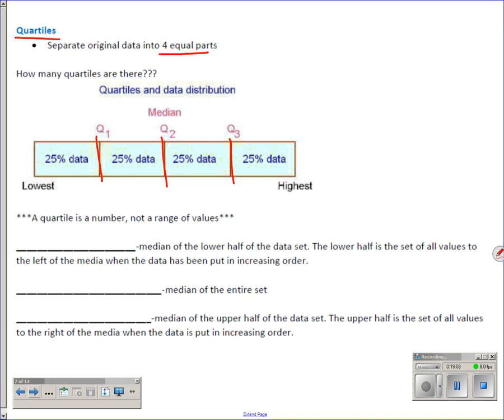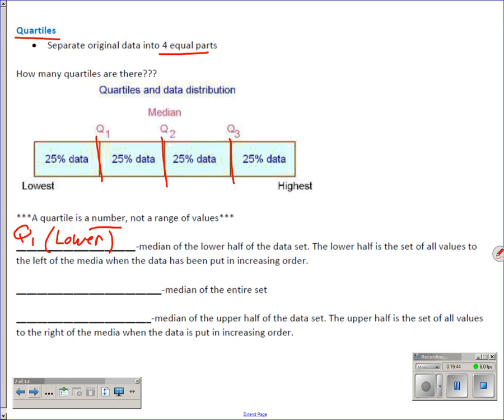Anybody heard of a box and whisker plot? Yeah, you've done it plenty of times. That's where it's the most helpful. A box and whisker plot is designed to describe spread. That's its purpose. But a quartile is a number, not a range. The smallest one, Q1, or lower quartile, is the median of the lower half of the data set. So if I put my values in order from lowest to highest, it's the middle of the smaller data.